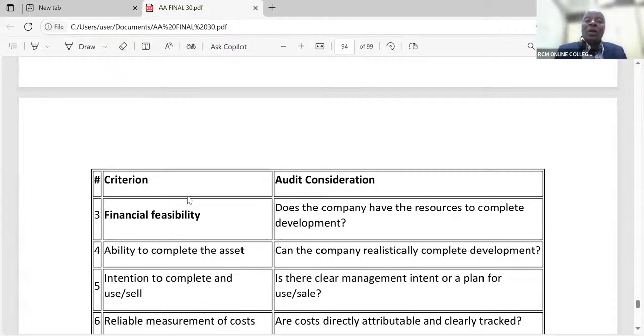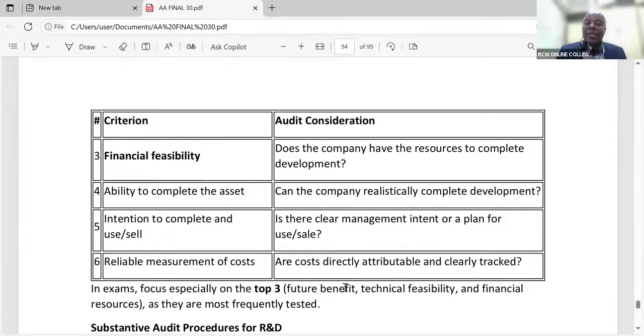You could be having all this, but you're still saying, hey, it's still early. I don't want to complete this entire thing. I want to adopt a wait and see. What are my competitors doing? So if you don't have that intention to complete the asset, then automatically there will not be any development cost to go to the balance sheet. Is there clear management intent or a plan for use or sell?